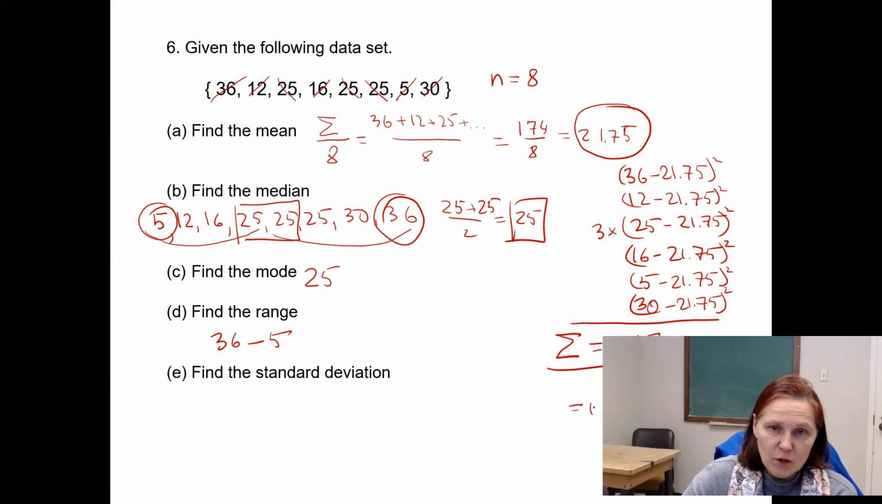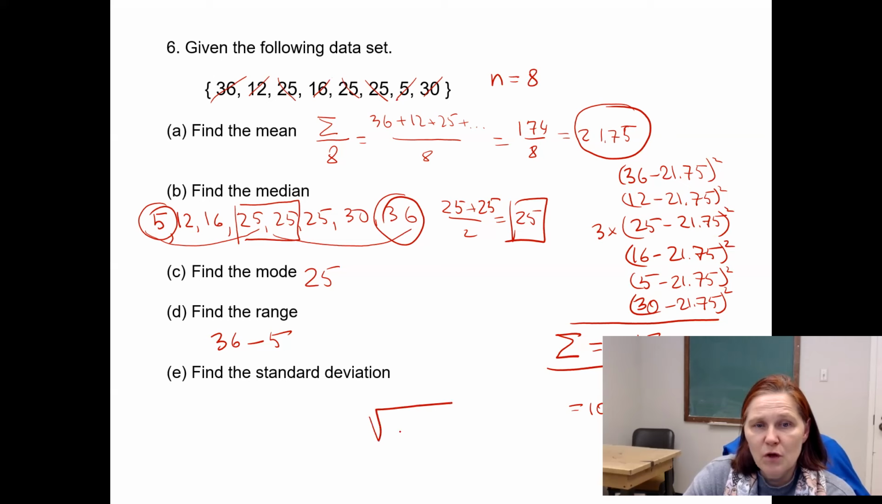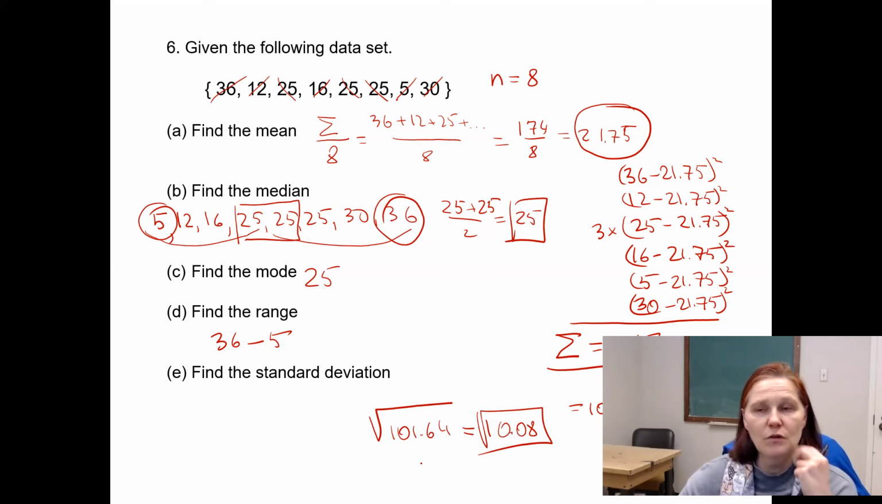So we get 101.64. And then we take the square root of this answer, 101.64. The square root is approximately 10.08. So this is the standard deviation of this data set.